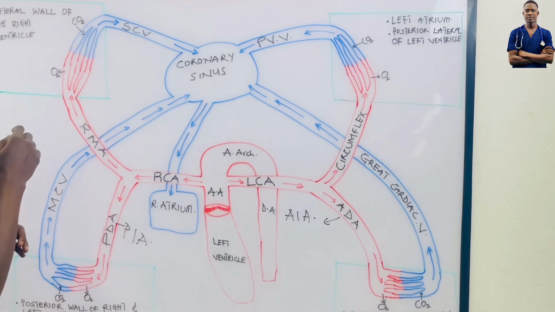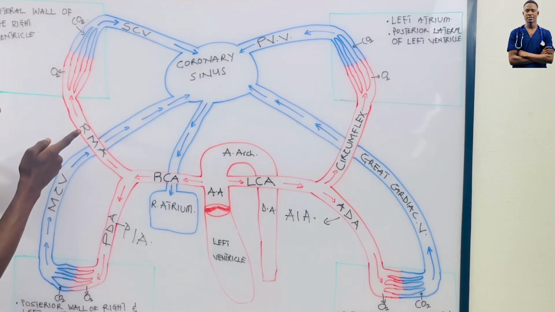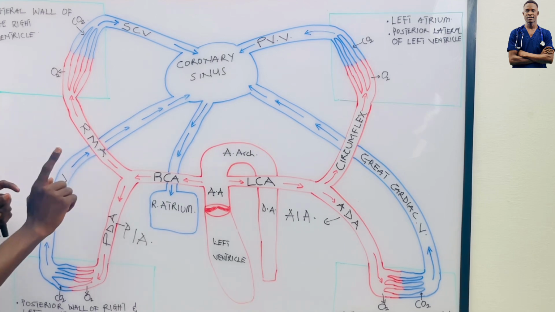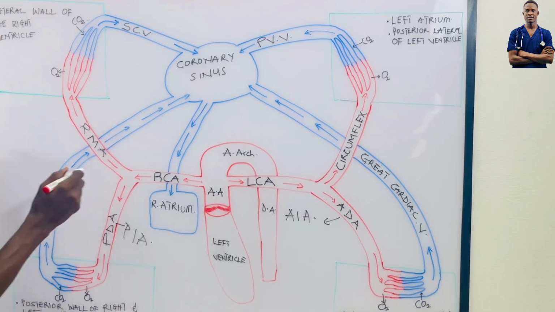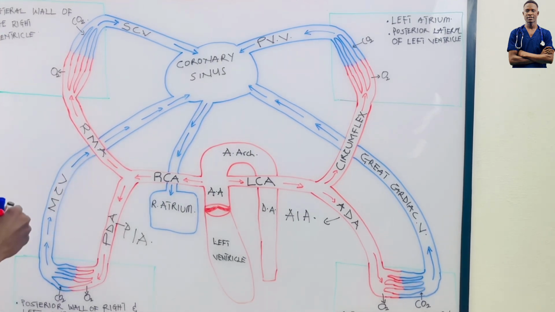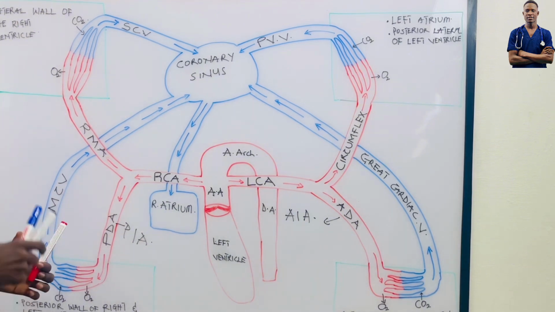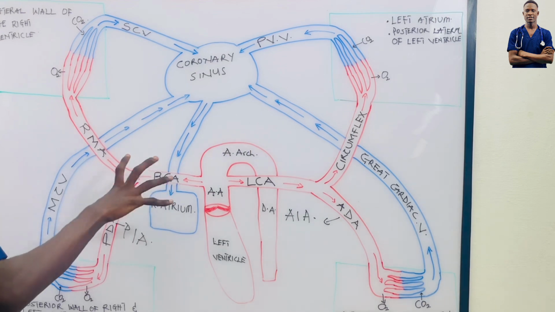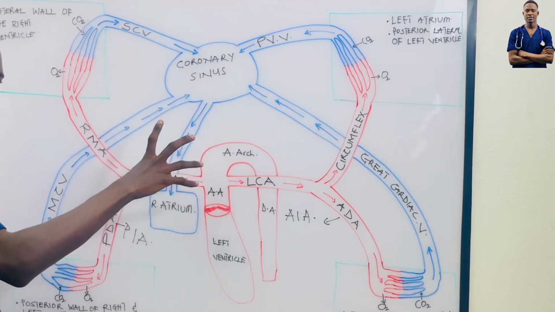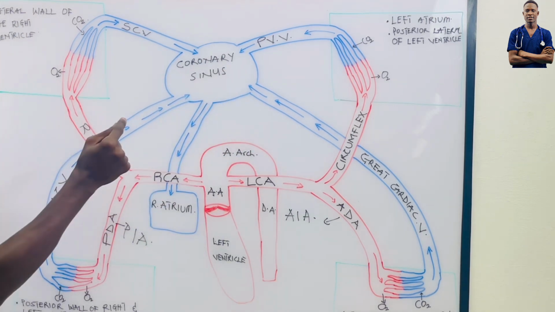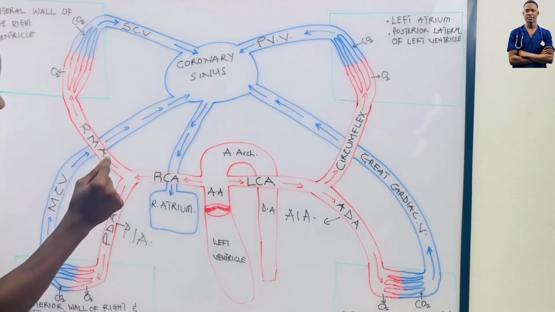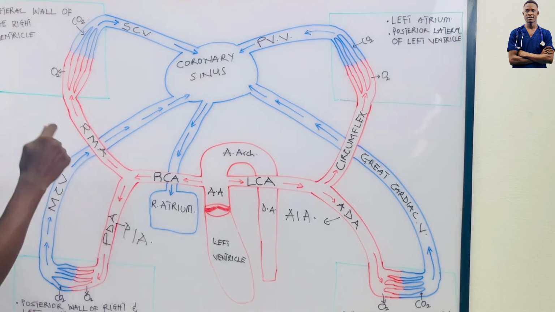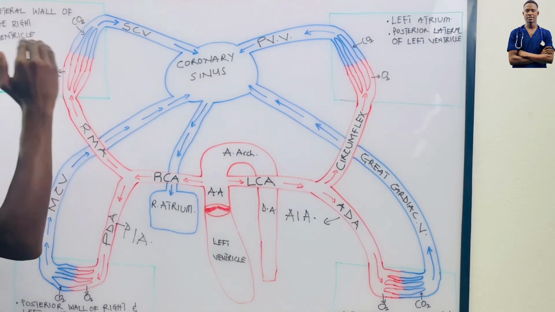But please, let's look at something here. We have the right marginal artery. Sometimes we confuse ourselves and then we only say marginal arteries. Marginal artery is not only one. We have two marginal arteries in this circulation. We have the right and then the left marginal artery. So when you say marginal artery, give the full name, which is the right or the left.